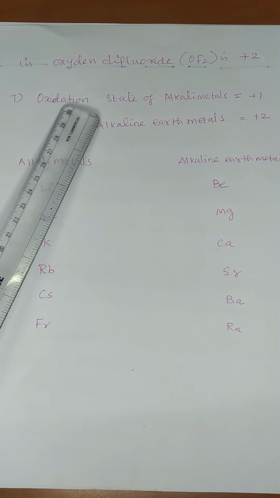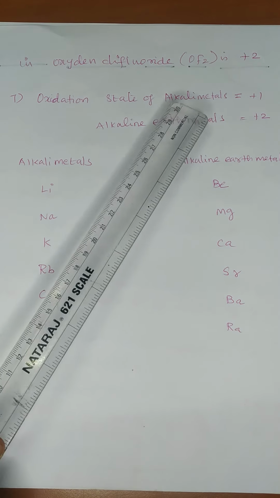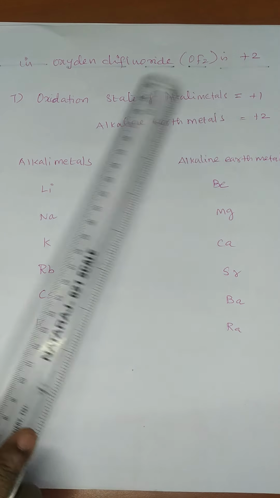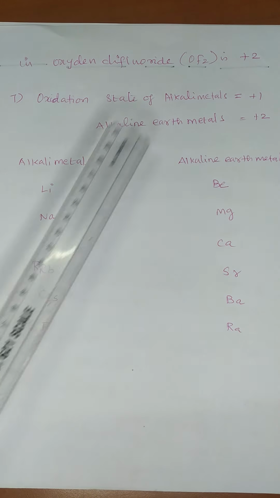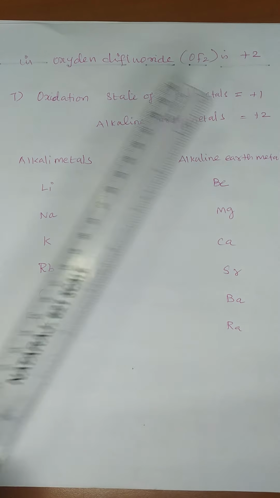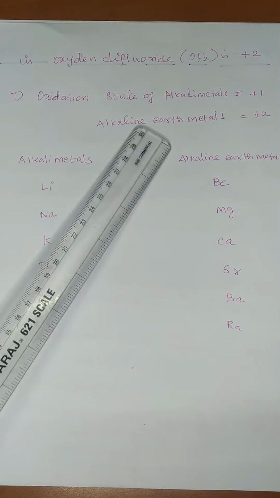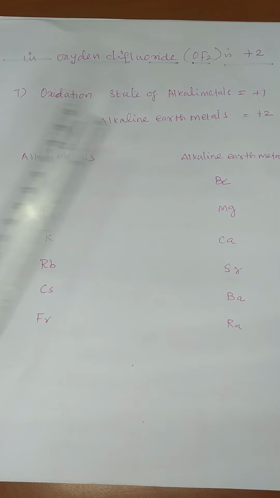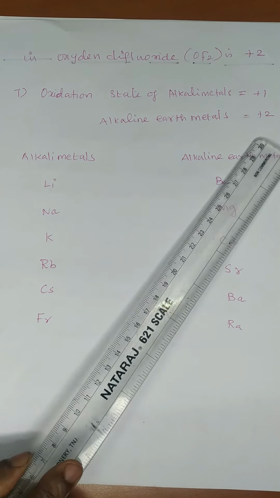Next, the oxidation state of alkali metals. All the alkali metals possess the oxidation state of +1, and all the alkaline earth metals possess the oxidation state of +2. This is group 1 and this is group 2. Group 1 elements are called alkali metals. Group 2 elements are called alkaline earth metals.